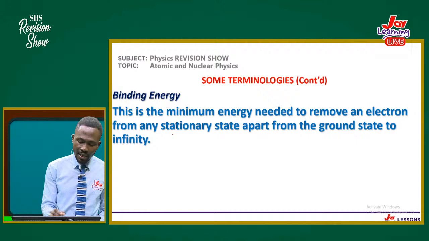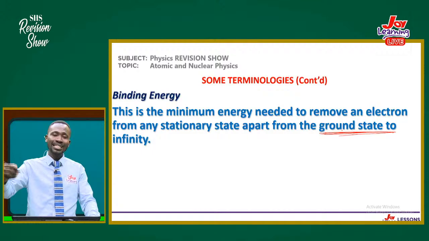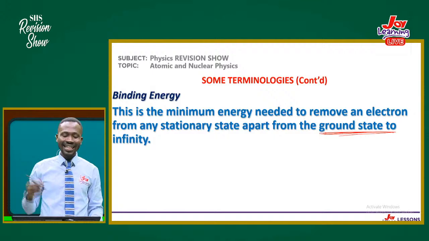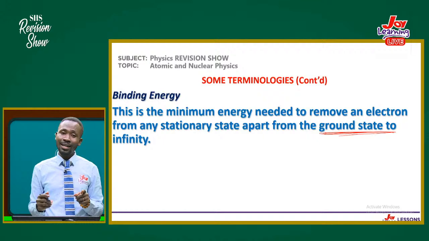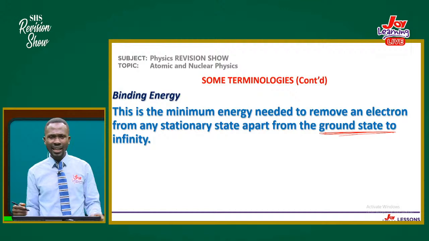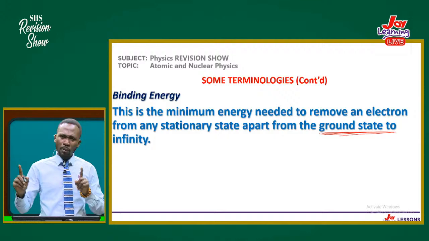So I have an electron at any other state apart from the ground state. We pick it from there and take it to infinity. In that case, the energy needed to pick an electron from any other stationary state apart from the ground state to infinity becomes the binding energy. Now, take note, this is binding energy of an atom. This is different from binding energy of a nucleus, which is in nuclear physics.